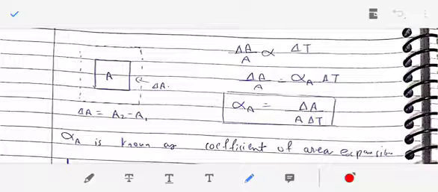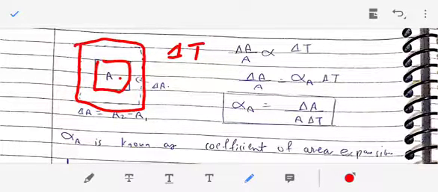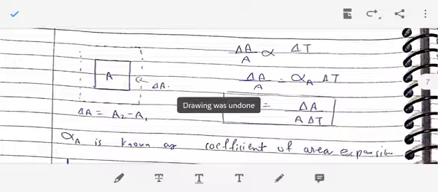Consider this is a square of area A. Then we heat it up and its temperature increases by delta T. Due to that, the new area becomes this, so the area is increased by delta A. If the new area is A2 and the previous area is A1, then delta A is equal to A2 minus A1. This is the new area, and this is the change in area.